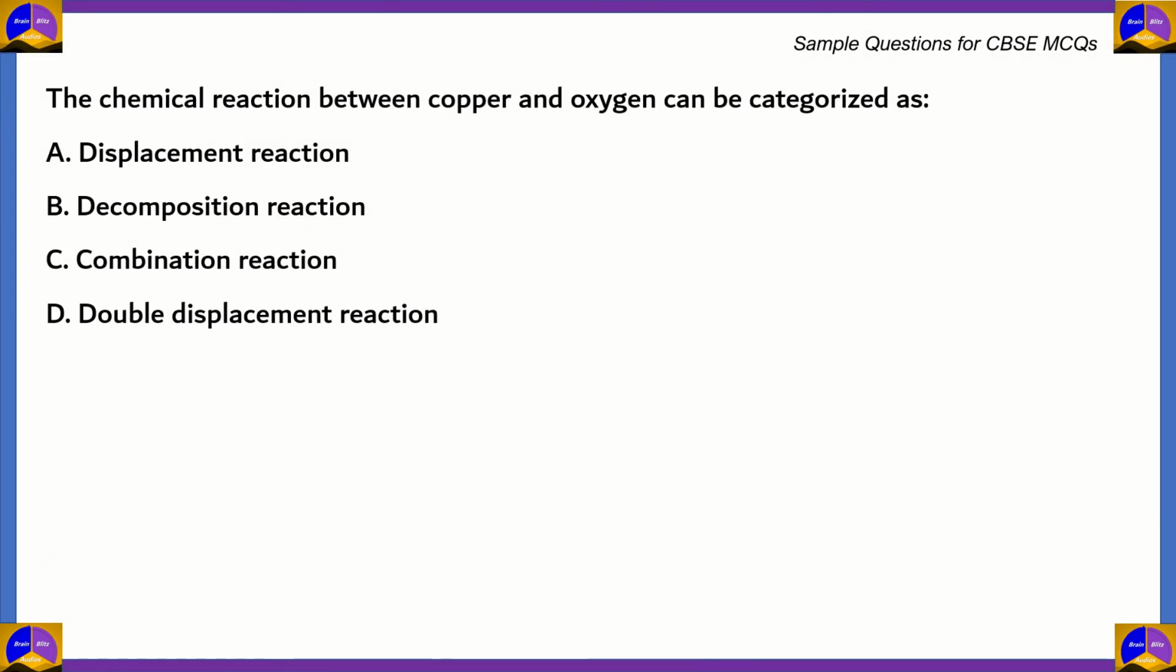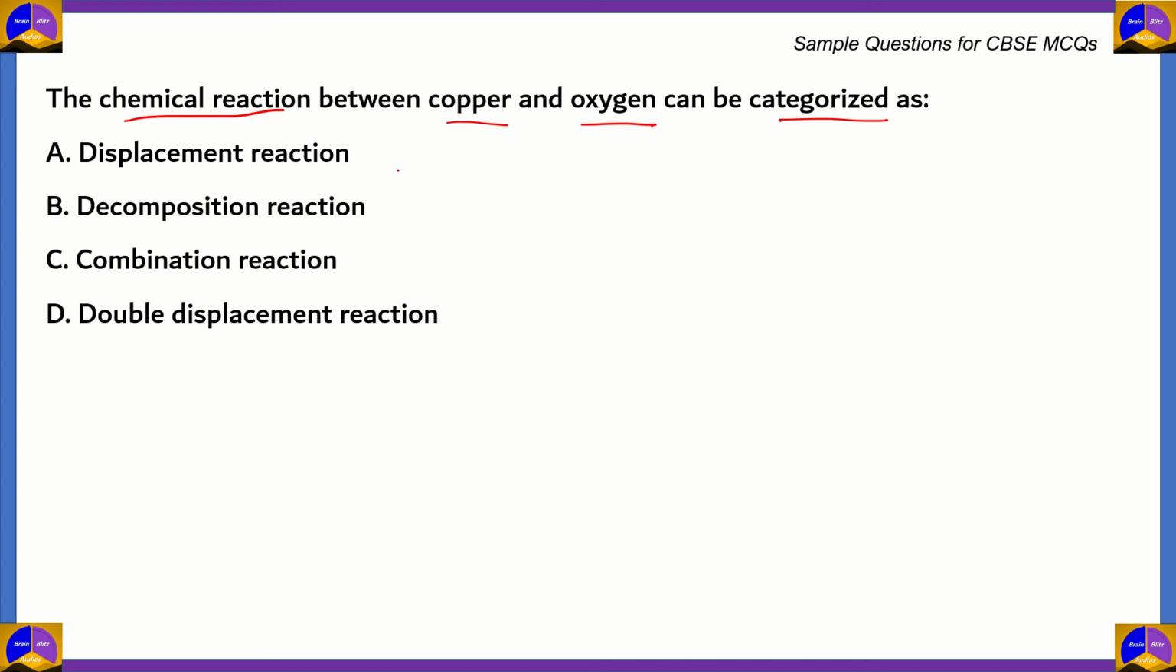Now, let's look at another question. The chemical reaction between copper and oxygen can be categorized as: displacement reaction, decomposition reaction, combination reaction, double displacement reaction. For this particular question, if you know the reaction between copper and oxygen, then you'll hit the right answer really fast. But let's try out the longer route, looking at each of the options and then looking at the equation.